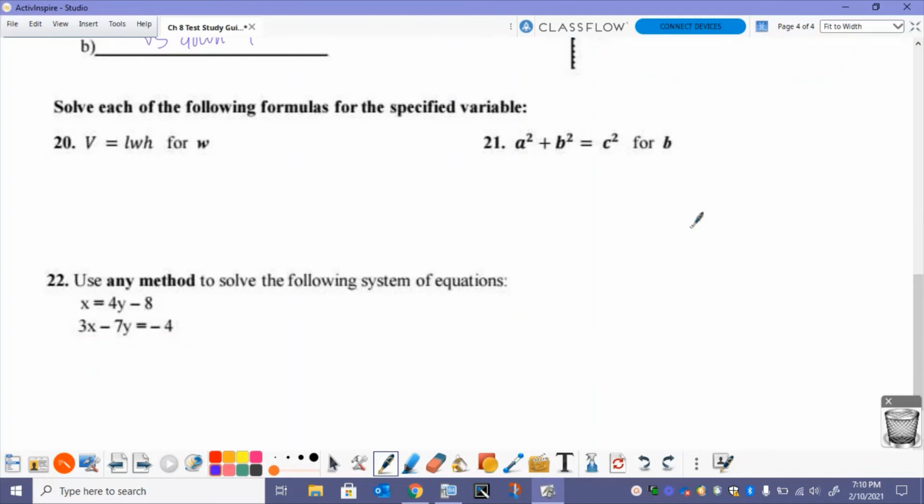All right, numbers 20 and 21 say solve each of the following formulas for the specified variable. So we're just going to solve V equals LWH, and we're solving for W. So we're just trying to get this W by itself. W is being multiplied by L and H, which means we can just divide those away. So we can divide by LH, and then we're just left with W equals V over LH.